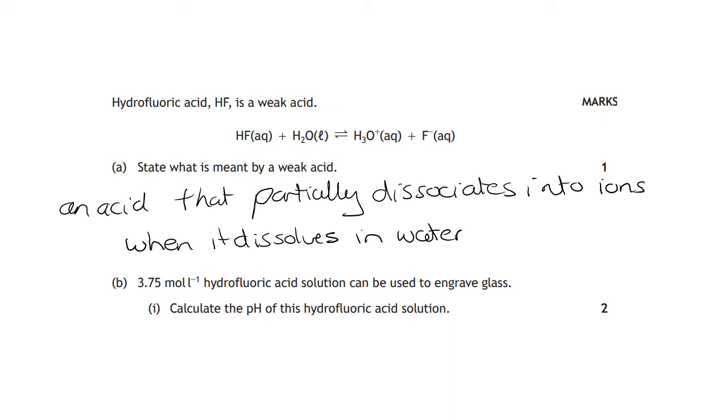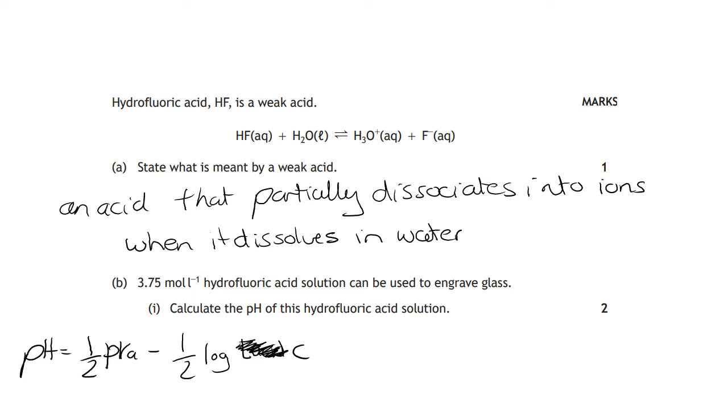The next question, we've got hydrofluoric acid and we've been given a concentration we can ask to work out its pH, and it is a weak acid. So the calculation we are using is that pH equals half pKa minus half log C. I don't know where I was getting that from, half log C.